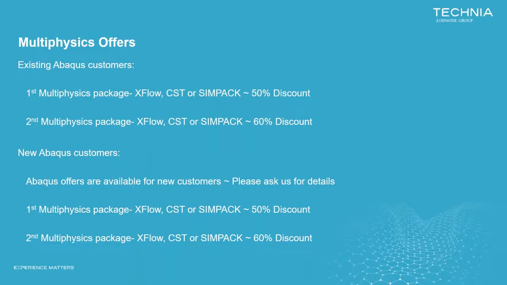The reason we're doing these webinars is Dassault have introduced some multi-physics offers. For people who already have Abaqus, our existing customers, the offer is that if you take on one of these multi-physics packages, there is up to a 50% discount. If you get excited and want to take on a second, then the second one comes in at a 60% discount. If you don't have Abaqus, if you're new to simulation, then we have some introductory offers for introducing Abaqus, and then the same discounts for the first and second multi-physics packages apply thereafter.